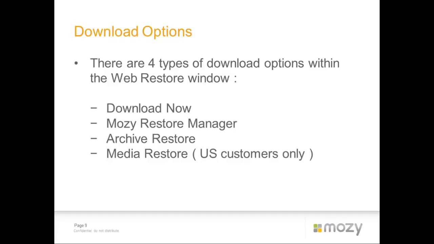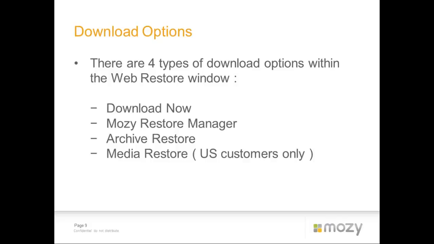Outside of the emergency restore, okay, so the download options we have when you're actually downloading files from the web restore window. There are 4 types. You can download now, which would be very similar to downloading a file that you would have attached to an email. Generally small files, and you download them straight away. The Mozy Restore Manager, as I mentioned a while ago, is software that installs on your machine, and it downloads and restores in the background for you.